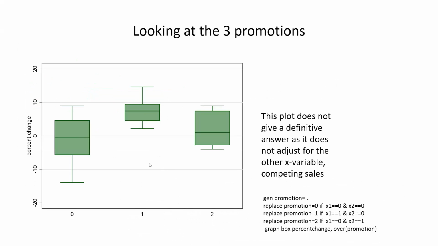Alternatively, you could also look at box plots for the three promotions. This gives you an idea that maybe promotion 1 works better, but it's unclear because this visualization does not adjust for the comp sales variable. And also in box plots, this is the 25th, this is the 75th quantile. And we don't know whether these two things are significantly different, but it gives us an idea of what's going on. If anything works here, then it's probably promotion 1.